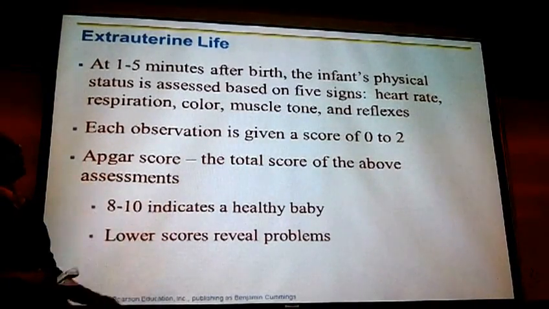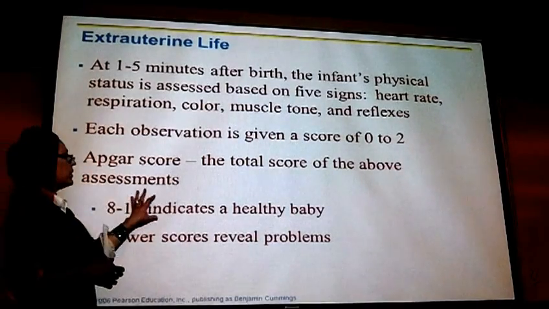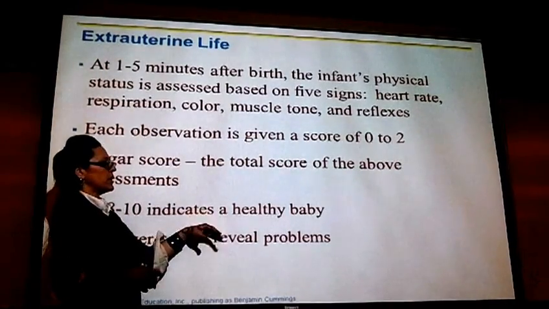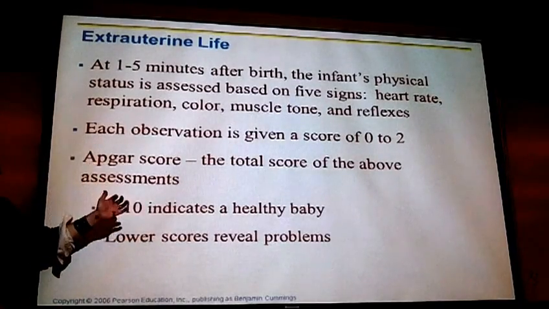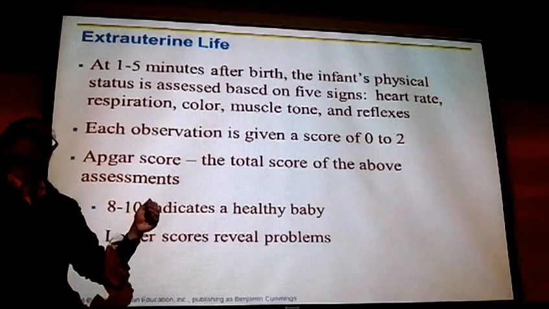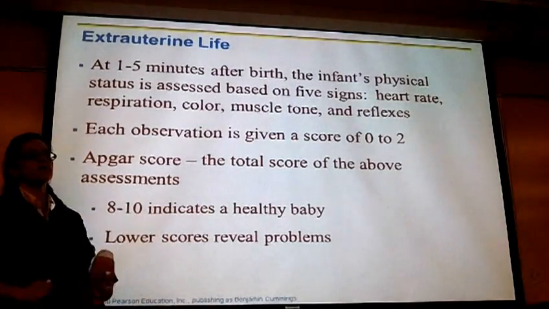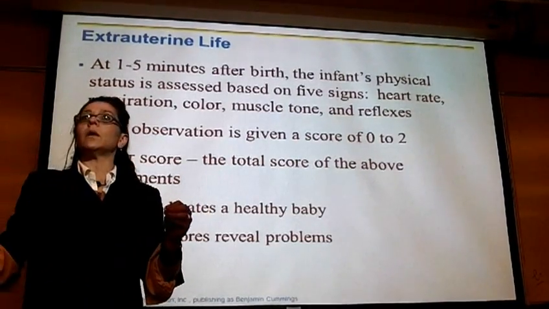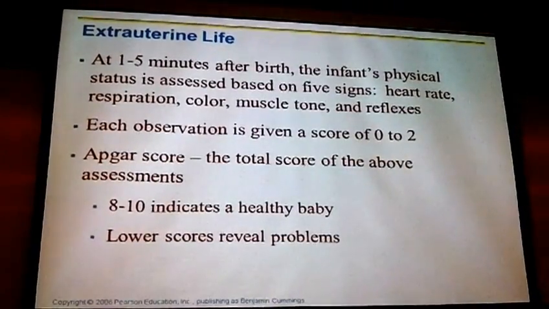They'll give all of these different parameters a score, add them up, and if you're in this range, you've got a healthy baby. Anything lower, then they're going to start doing further tests to see, is there a problem? It doesn't mean there's a problem, but it just means maybe we should look a little bit closer to see if there's some issue happening.